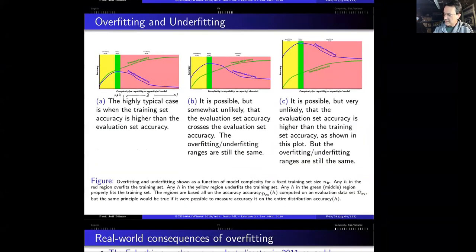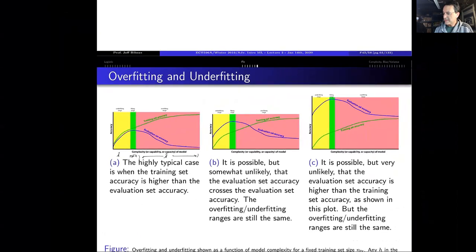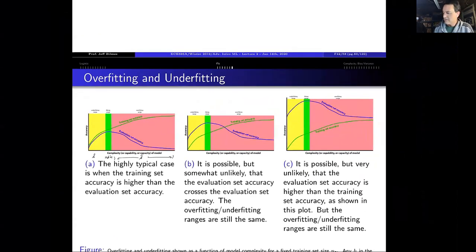And then underfitting is kind of the opposite. It says, if you're, say, H hat here, and H hat happened to be living in the yellow zone, then it's underfitting because there's some other model in the green zone that has higher training set accuracy and higher evaluation set accuracy. All right, so that's the underfitting range. So we've got the yellow zone, the red zone, and then the green zone. The green zone is where we want to be, right? We want to choose a model complexity that is commensurate to our machine learning task.